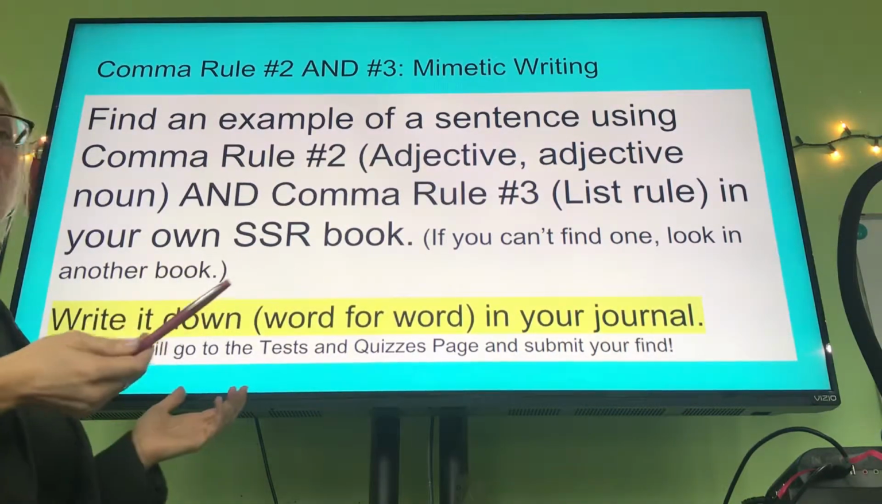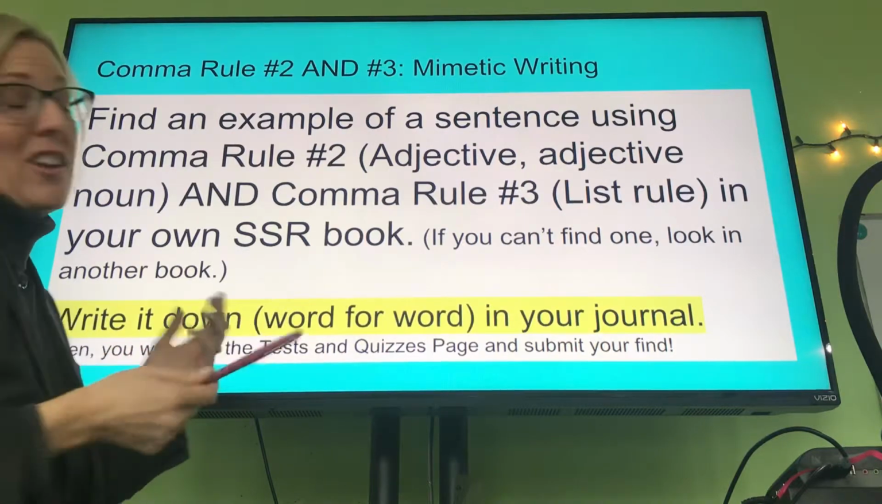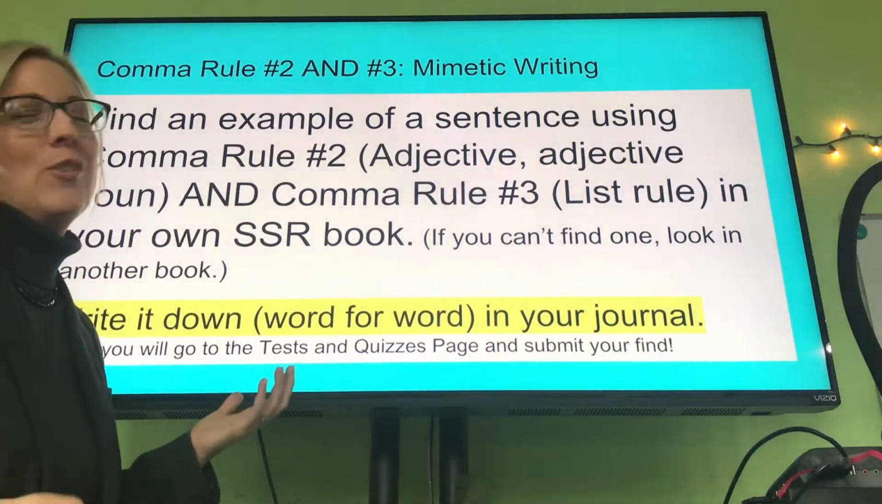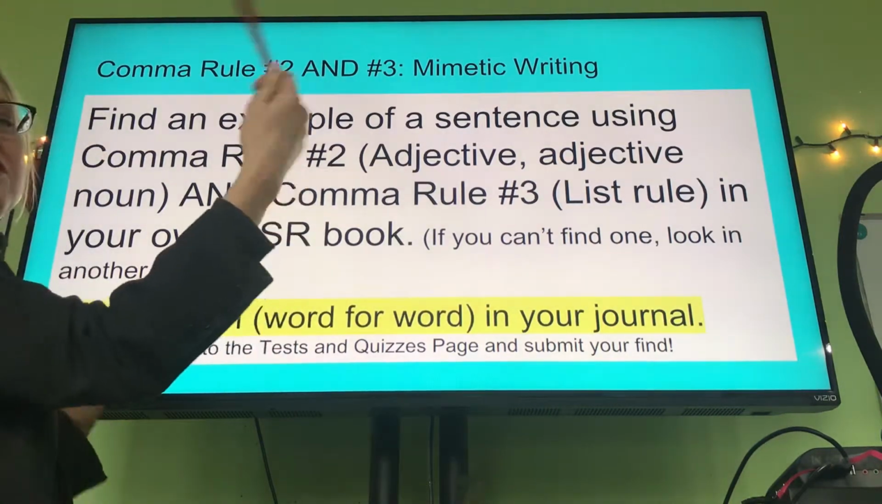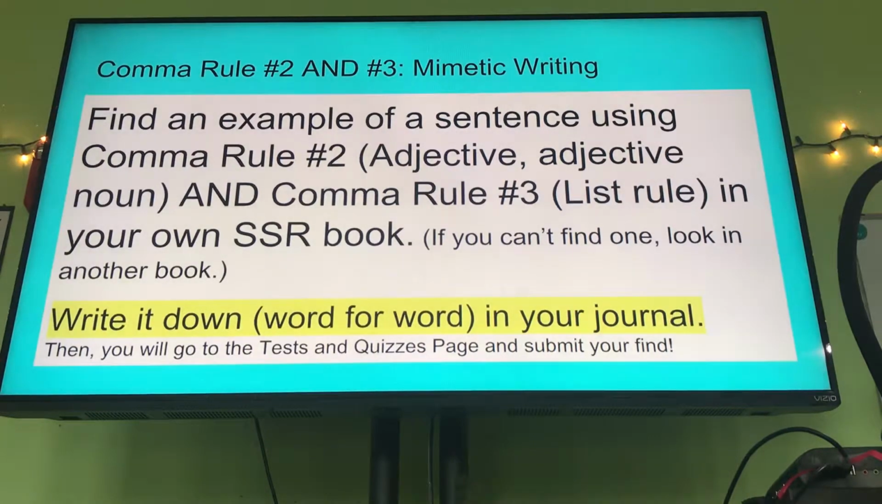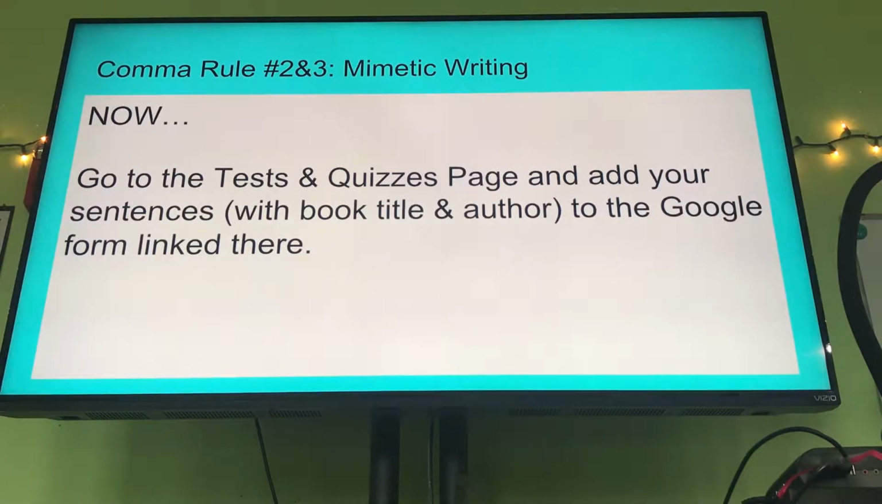And sometimes editors won't catch it also. So you might have a simple sentence that doesn't have it. Most of the time, though, you're going to see adjective, comma, adjective, noun, or however many adjectives there are. So look for those. Once you find them, go to the tests and quizzes page and add your sentences.